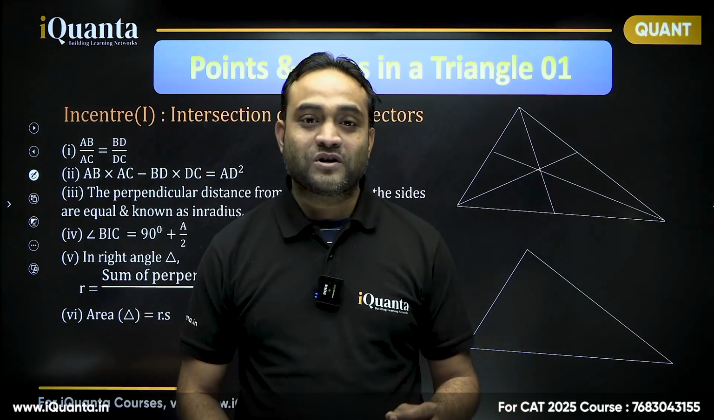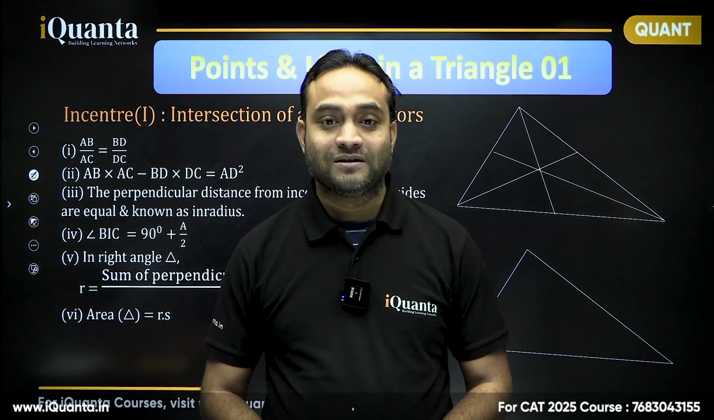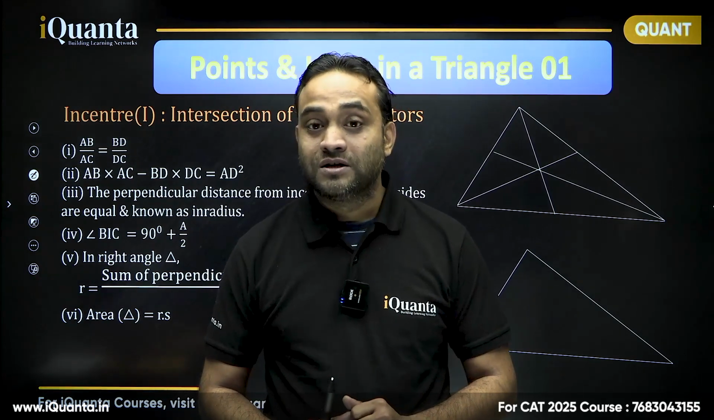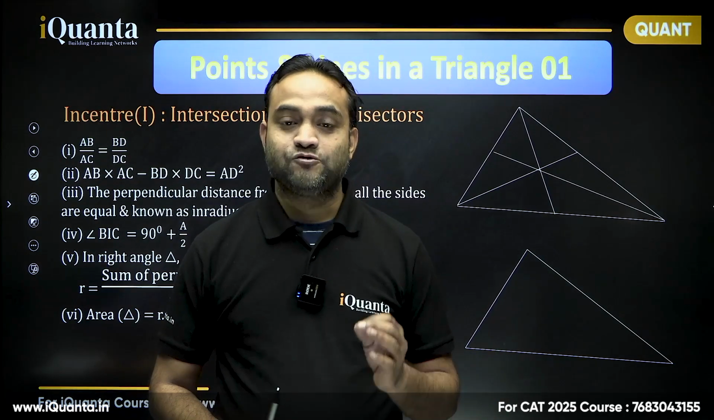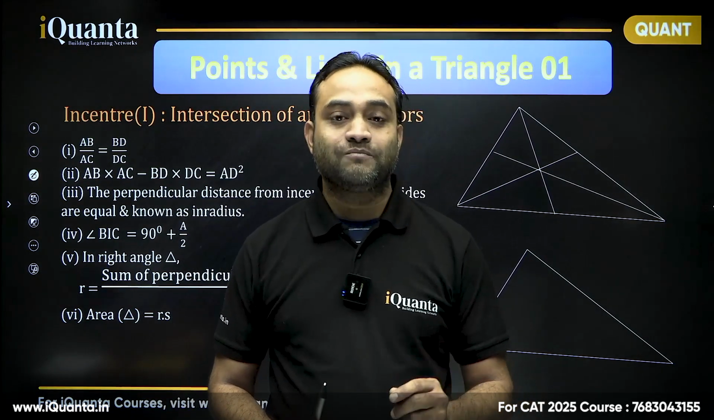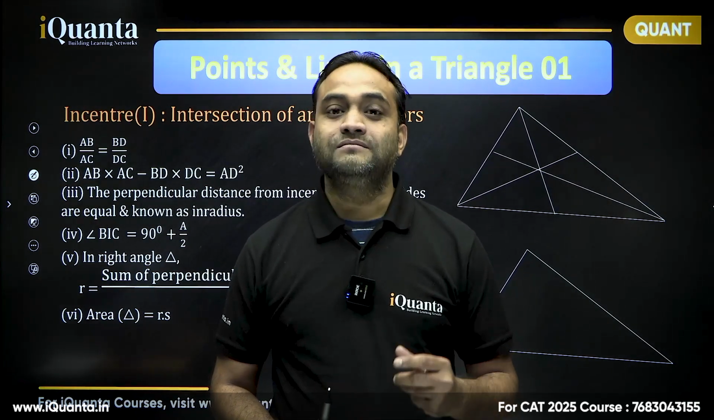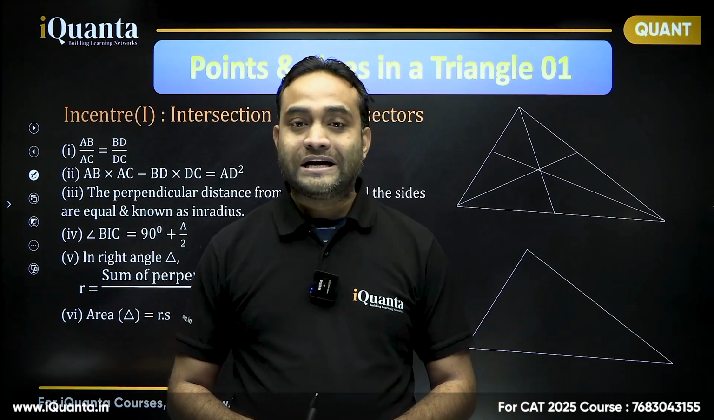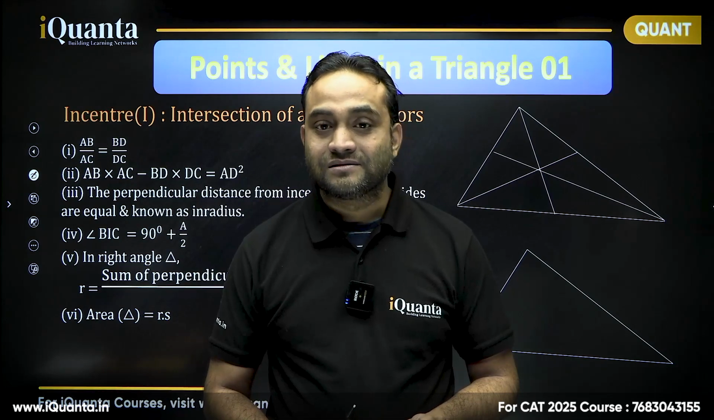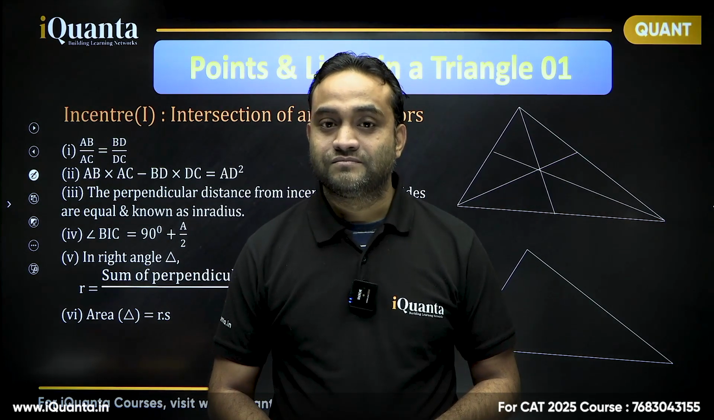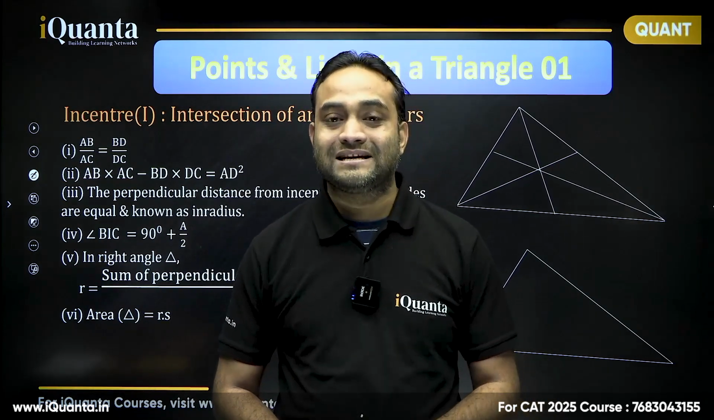So in Geometry for CAT series, today we are going to learn about points and lines in a triangle. If you have not watched these type of videos, then let me tell you, we have started a series, Geometry for CAT, which is going to help all the CAT aspirants having their basics strong in geometry. So we have already done videos on properties of triangles, line and angles, and types of triangles. Now we are going to continue with different kind of points and lines in a triangle.